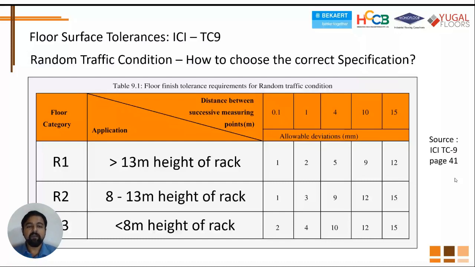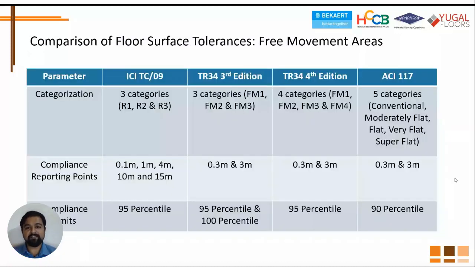Now, just to give you a snapshot of the comparison between different guidelines, the ICI TC9 has more data points: 0.1, 1 meter, 4 meters, 10 meters, and 15 meters. Even though you measure using a profilograph of 300 millimeters, you can interpolate to get the other data points. And then the TR34 has 2. So there is a very distinct difference between how these two documents deal with surface regularity, and it's pretty much covered until the point that we discussed here.